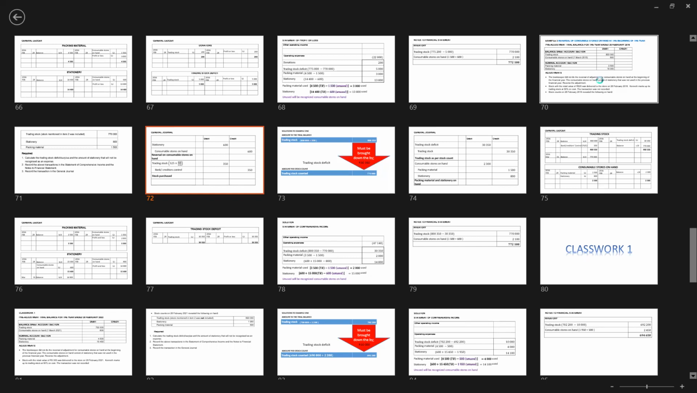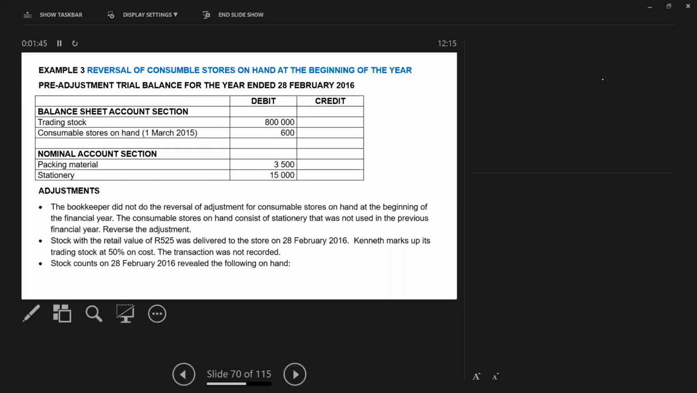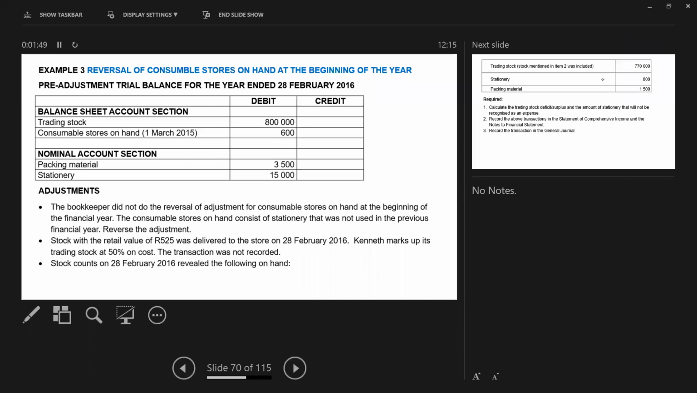Point number 2 says: Stock with a retail value of 525 was delivered to the store on the 28th of February 2016. So meaning that we actually purchased the stock, and we know the retail value, which is the selling price of the stock, was 525. So we were going to sell it for 525, but we bought it. And remember, when you buy trading stock, I did mention it in the previous videos, you are going to recognize it at cost price. Remember that.